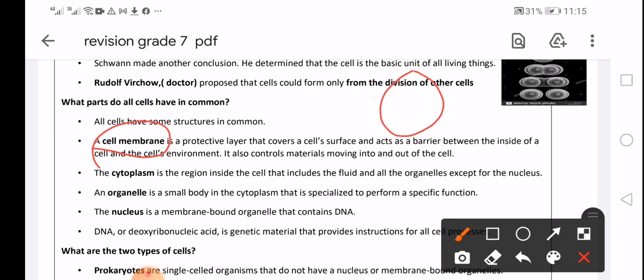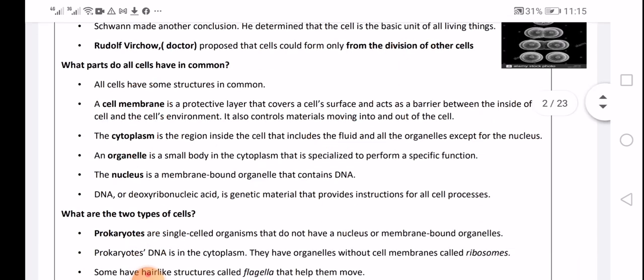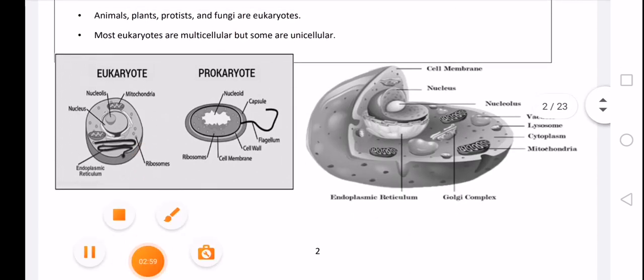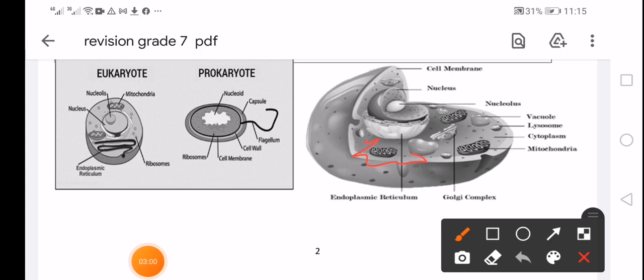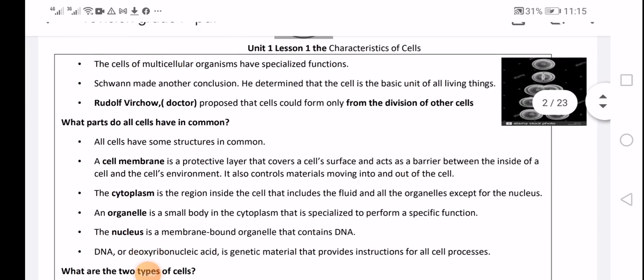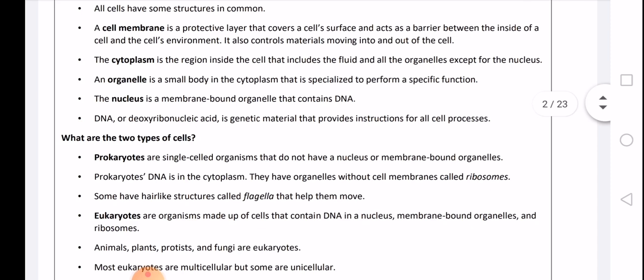The second part that is common in all cells is the cytoplasm. Cytoplasm is the region inside the cell that includes fluid, like this. This is the cytoplasm, and the outer layer here is the cell membrane. So cytoplasm is the region inside the cell that includes fluid.